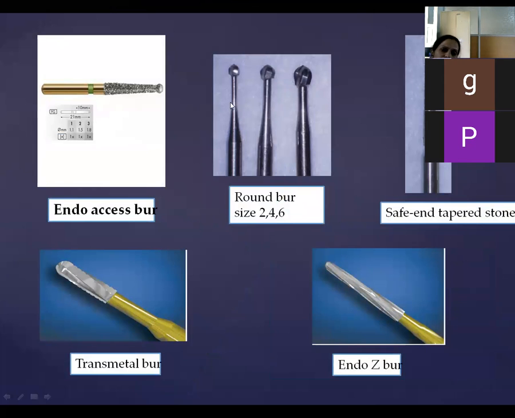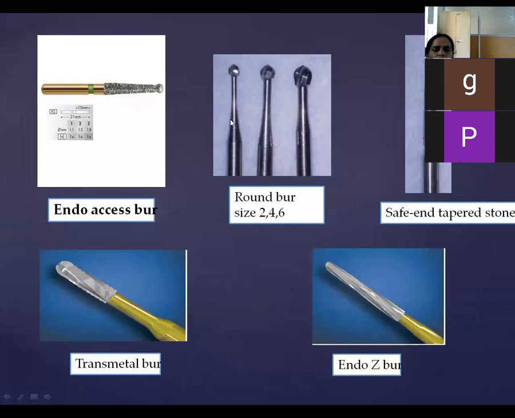Most commonly used are round 2, round 4, round 6. Round 2 is used when the pulp chamber is small, like your lower central incisor, lateral incisor, canine. Round 4 is used for the premolars and also for the central incisors. Round 6 is used when the patient is young and the pulp chamber is big.